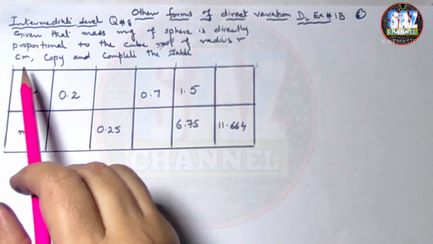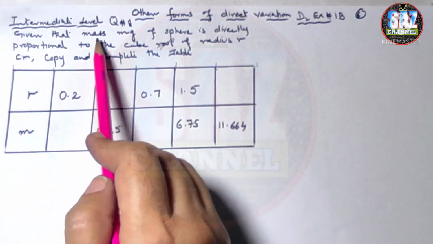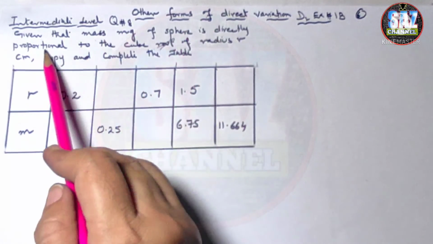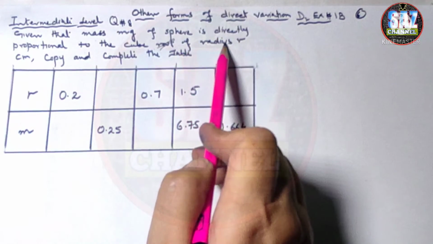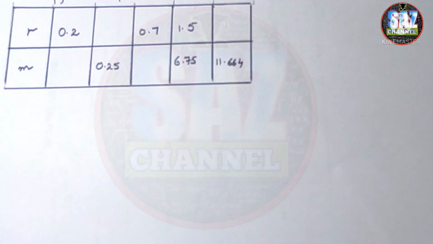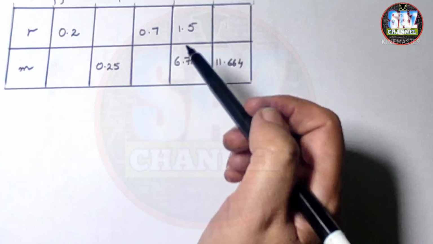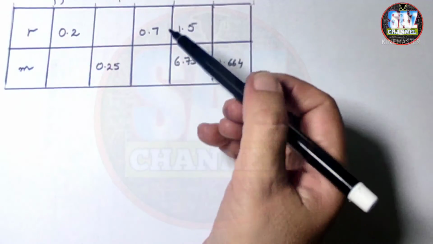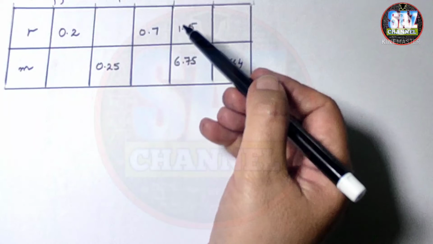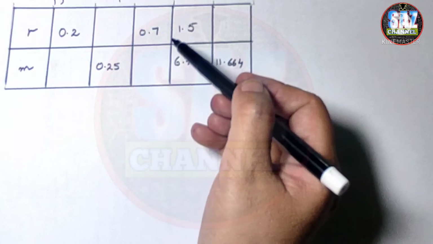And moving to question number 8. Question 8 says, given that the mass m grams of the sphere is directly proportional to the cube of radius r, copy and complete the table. In this question, a table is given. Some of the values are given and some are not, but there is one place where both r and m values are given. This will be the place, students, which will help us in the calculation of the constant of variation.